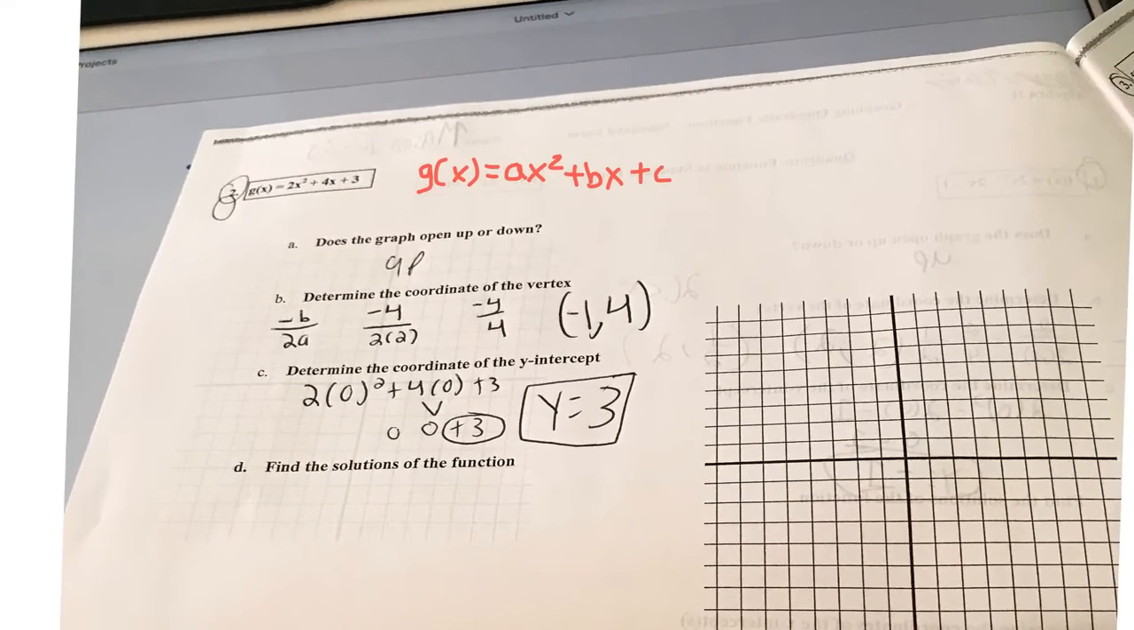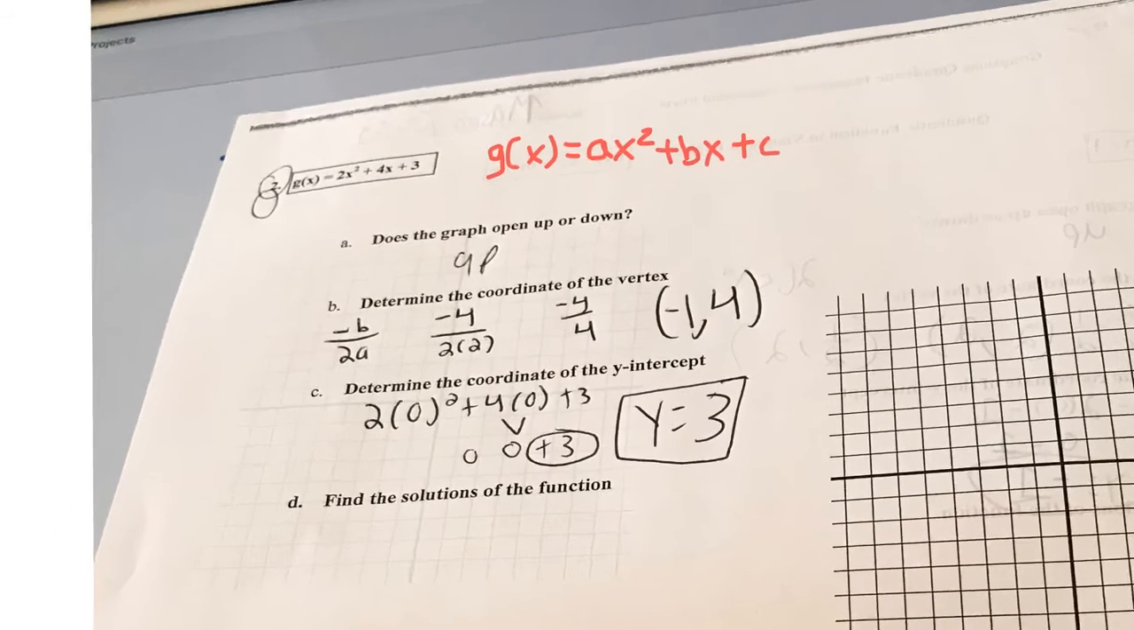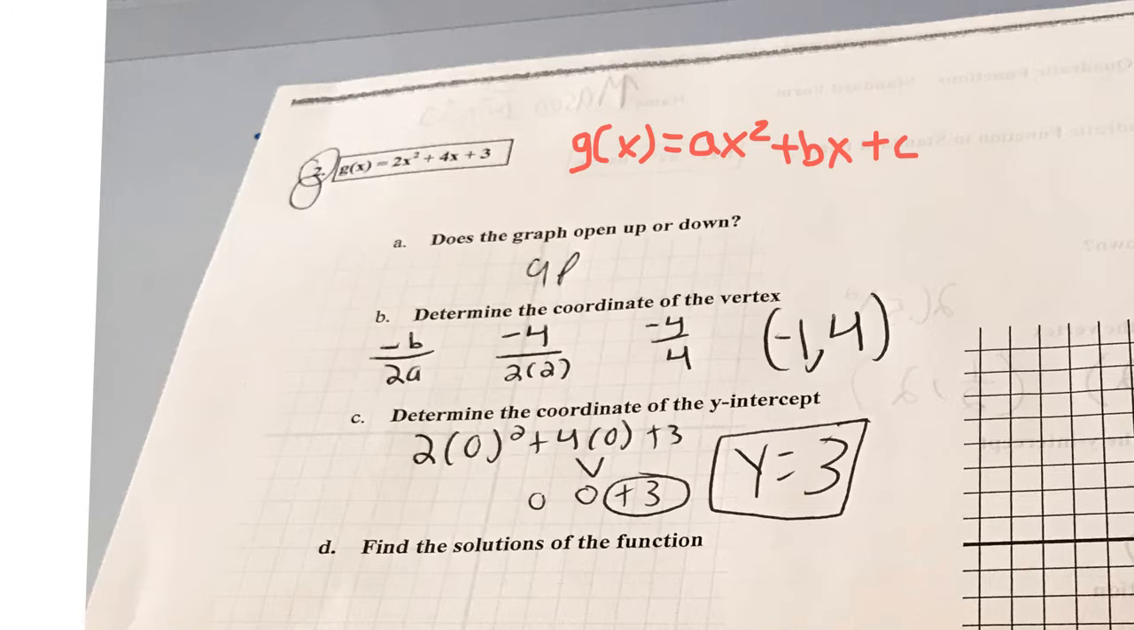Looking at the first question, does the graph open up or down? My student and friend is very good at knowing the answer to this question. Basically, all I have to do is look at a. If a is positive, then you know that the graph opens up. If a is negative, then you know that the graph opens down. So that's the first thing to know. Clearly, the a in this case, since it's 2, is positive. So the graph definitely opens up.